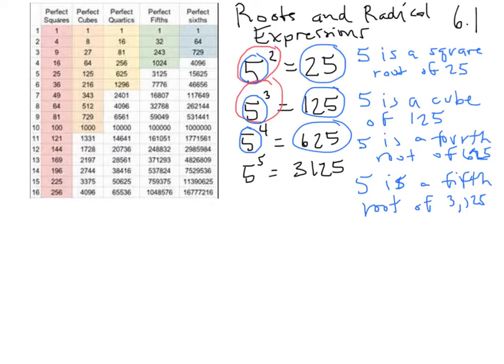This pattern suggests a definition of the nth root. If a to the nth equals b, with a and b real numbers, and n is a positive integer, then a is an nth root of b. Another way of saying that is a equals the nth root of b. a is the number that if you multiply it n times by itself, you will get b.